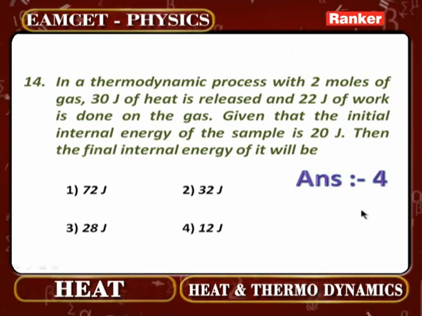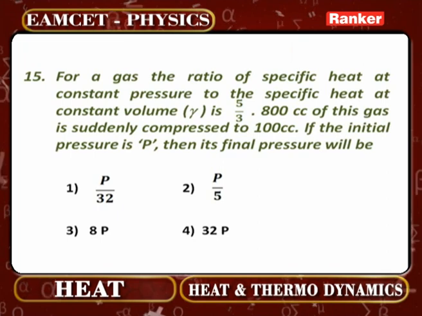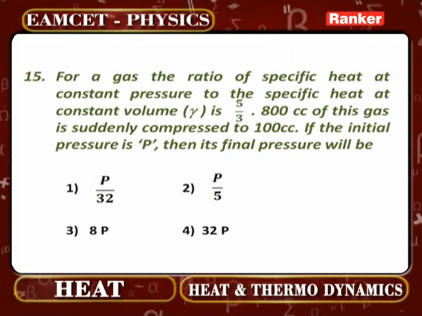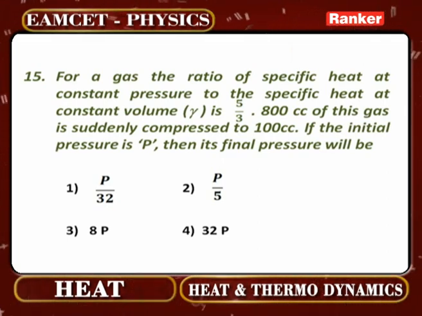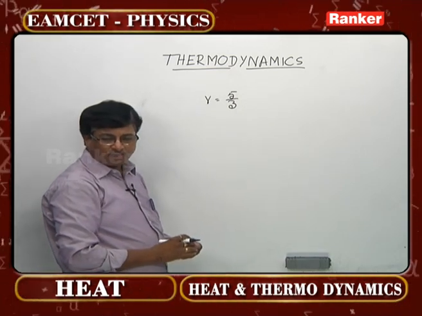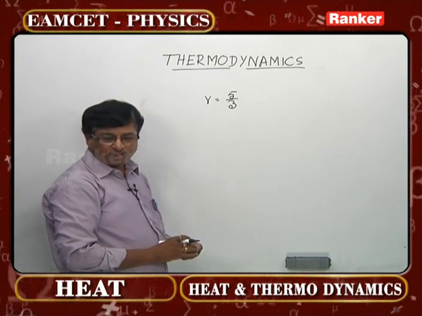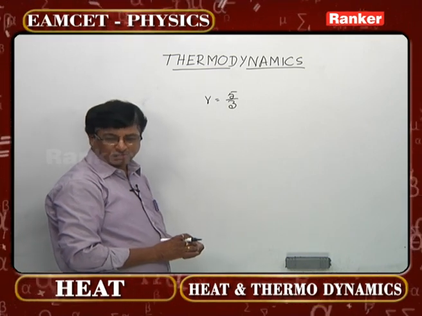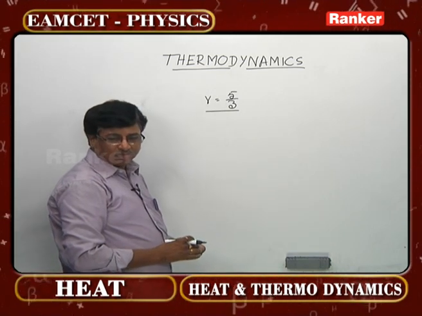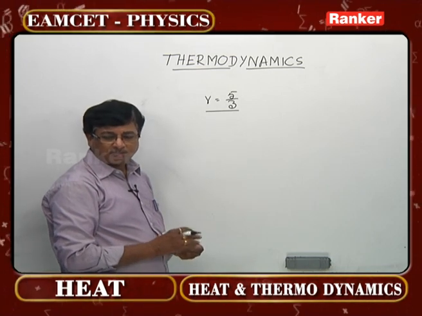Now coming to question number 15, the very next one. For a gas, the ratio of the specific heat at constant pressure to the specific heat at constant volume is 5/3. That gamma value is given as 5/3. 800 cc of this gas is suddenly compressed to 100 cc. If the initial pressure is P, what is the final pressure? One thing you can understand: the moment the gamma value is provided, it is understood that the compression is taking place as an adiabatic process.